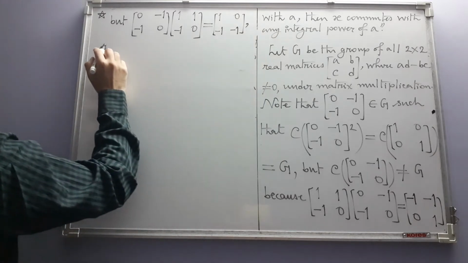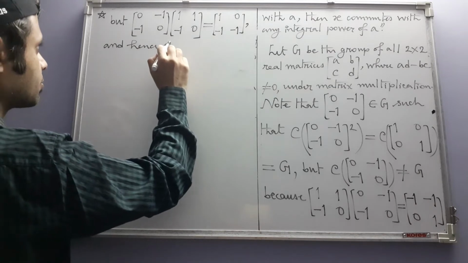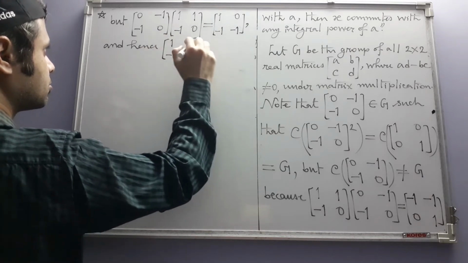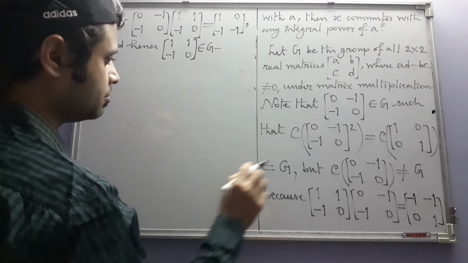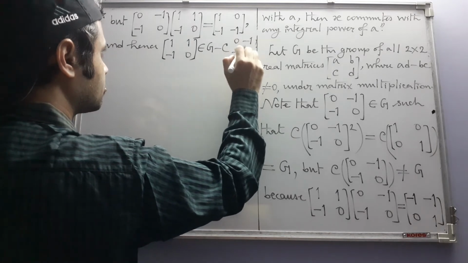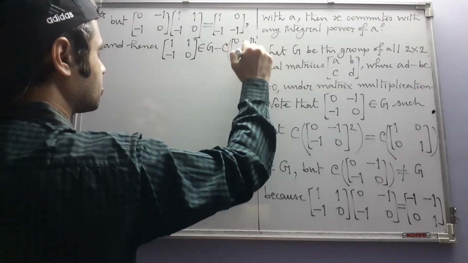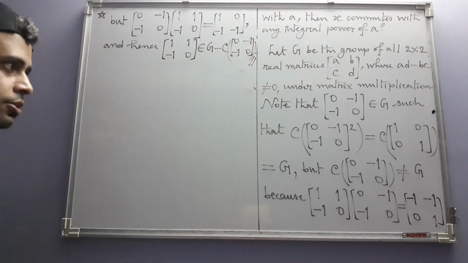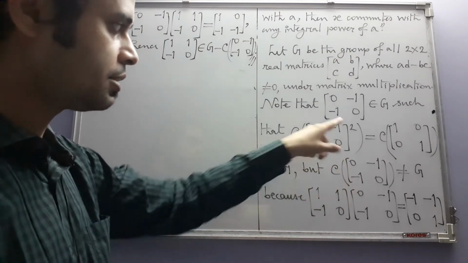And in fact, let's just write this also. And hence the matrix 1, 1, minus 1, 0 belongs to G, but it does not belong to this. So this completes the solution. The converse is not true. This contains this, but this does not contain this.